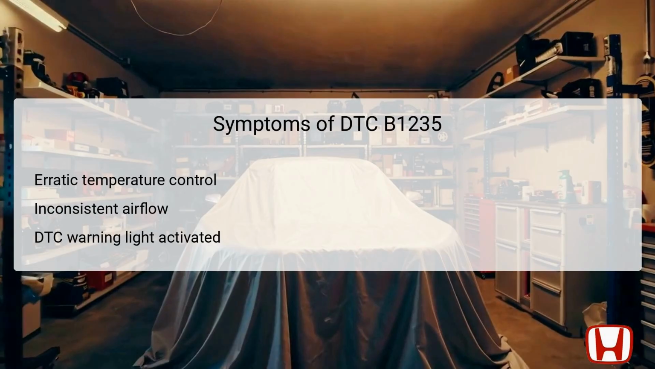effectively. The presence of DTC B1235 can present several noticeable symptoms for the driver. One of the most common indicators is erratic temperature control, where the climate settings do not respond as expected. This could result in hot air blowing when cool air is desired, or vice versa, leading to a very uncomfortable driving experience. Inconsistent airflow may also be observed, where air distribution feels uneven or non-existent from certain vents due to the malfunctioning air mix control system.